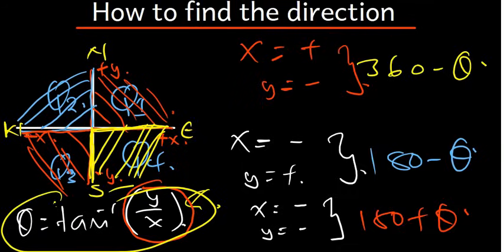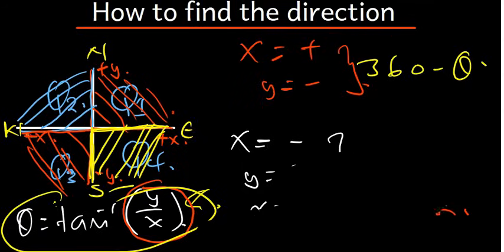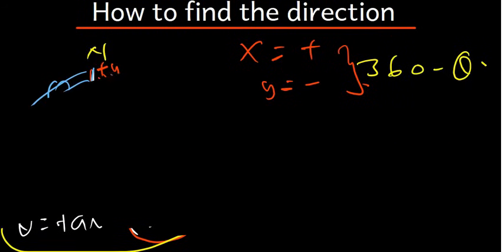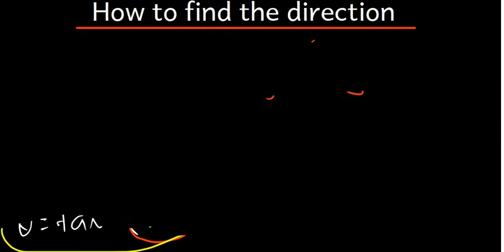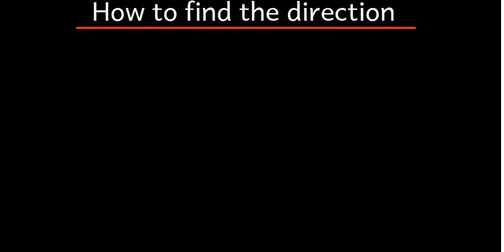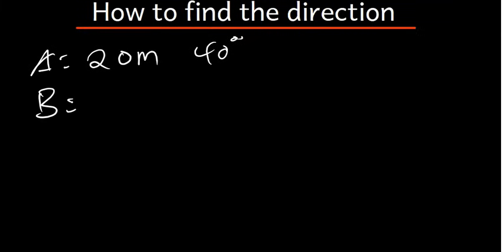Now, let's see some examples. We'll see how we can solve certain examples. Let's have two vectors. We have vector A, which is 20 meters at an angle of 40 degrees. We have vector B, which is 40 meters at an angle, let's say, toward the positive x-axis.